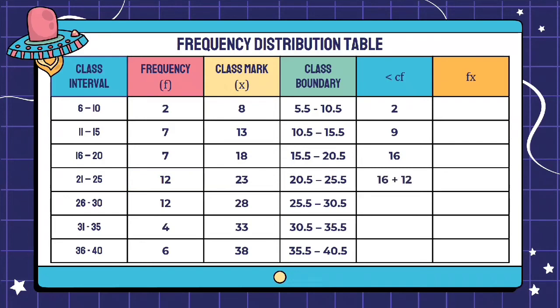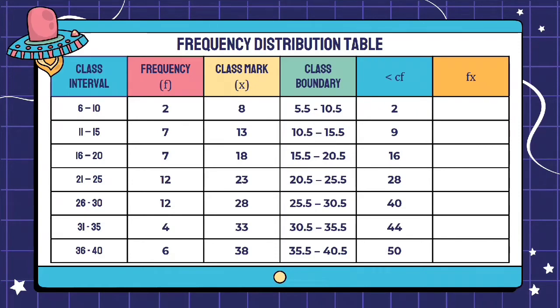16 plus 12 is 28. 28 plus 12 is 40. 40 plus 4 is 44. 44 plus 6 is 50.